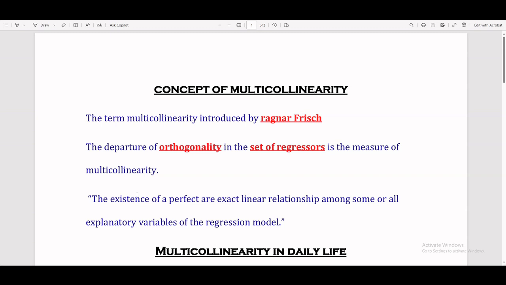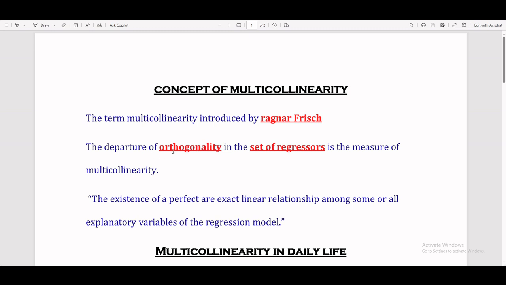In this video, I explain the concept of multicollinearity with its definition, multicollinearity in daily life and important points. So now let's start. The term multicollinearity was introduced by Ragnar Frisch.